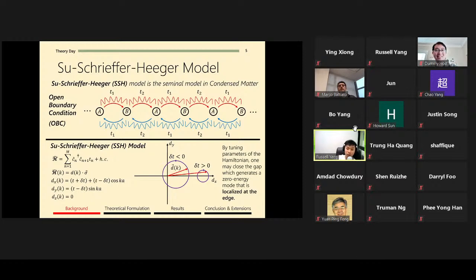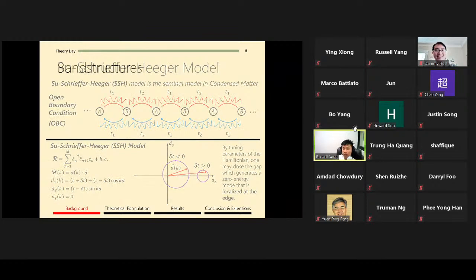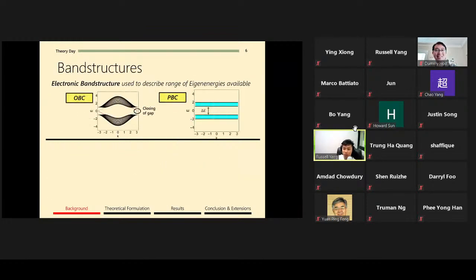This is, of course, protected by the winding number of the system, where if the parameter delta t is tuned below zero, it either encloses the origin or it does not, leading to the observation of the closing of an edge gap. So one way to study such systems with more insight is what is known as a band structure.